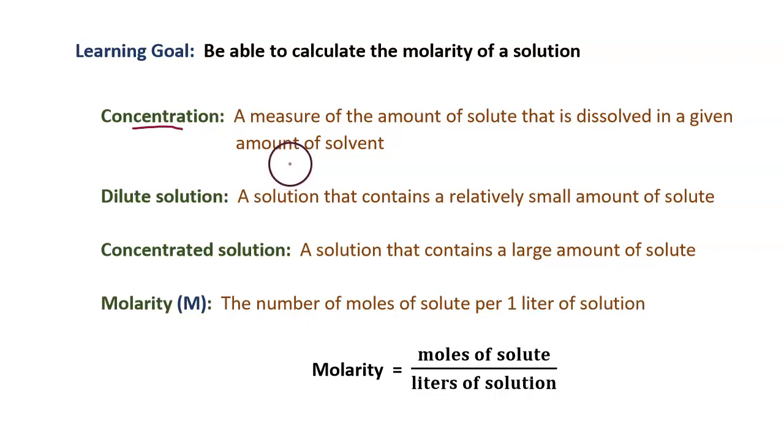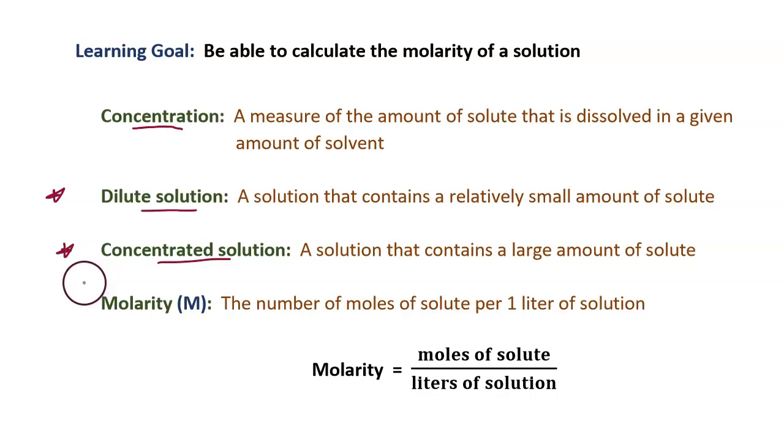The solubility of a substance refers to the maximum amount of that substance that can be dissolved in a given amount of solvent at a particular temperature. A dilute solution is a solution that contains a relatively small amount of solute. A concentrated solution is a solution that contains a large amount of solute. The words dilute and concentrated are fairly vague terms. To be more specific, we need an actual measurement for how much solute is dissolved in solvent.